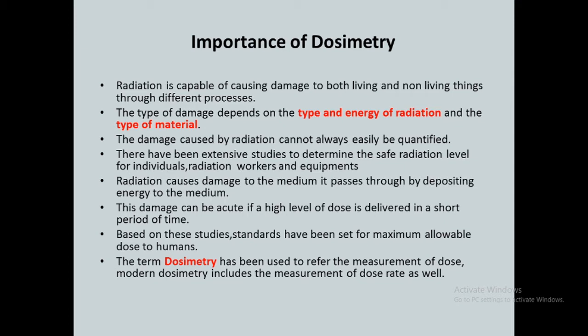Radiation causes damage to the medium it passes through by depositing energy to the medium. This damage can be acute if a high level of dose is delivered in a short period of time. In such a case, the dose delivered per unit time is so high that the material does not get enough time to repair the damage. The acute damage always depends on the time integrated energy deposited by radiation. Modern dosimetry includes the measurement of dose rates also.